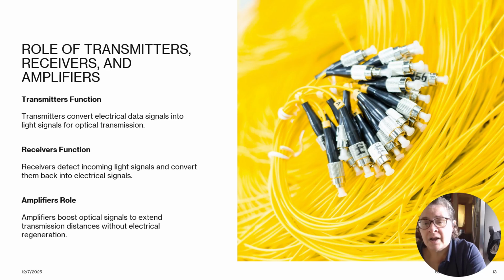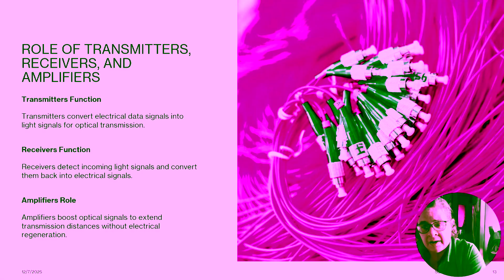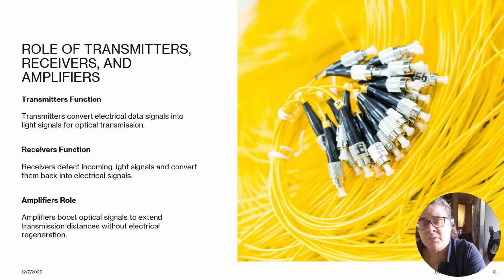Transmitters convert electrical data to light signals. Receivers detect and convert light back to electrical signals. Amplifiers boost optical signals to extend transmission distances without electrical regeneration.